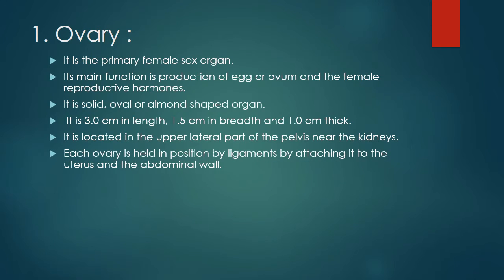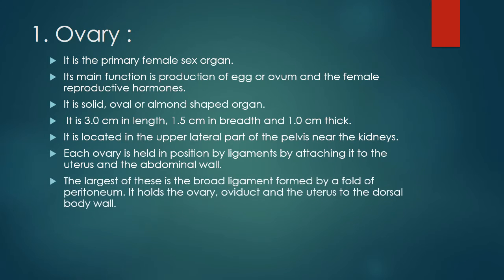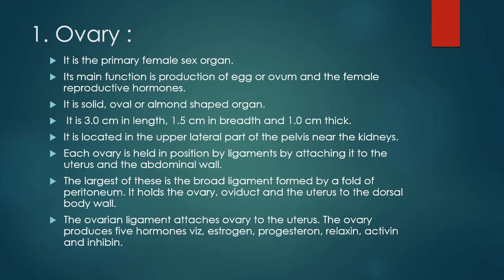Each ovary is held in position by ligaments by attaching it to the uterus and the abdominal wall. The largest of these is the broad ligament formed by a fold of peritoneum. It holds the ovary, oviduct and the uterus to the dorsal body wall. The ovarian ligament attaches the ovary to the uterus. The ovary produces 5 hormones: estrogen, progesterone, relaxin, activin and inhibin.